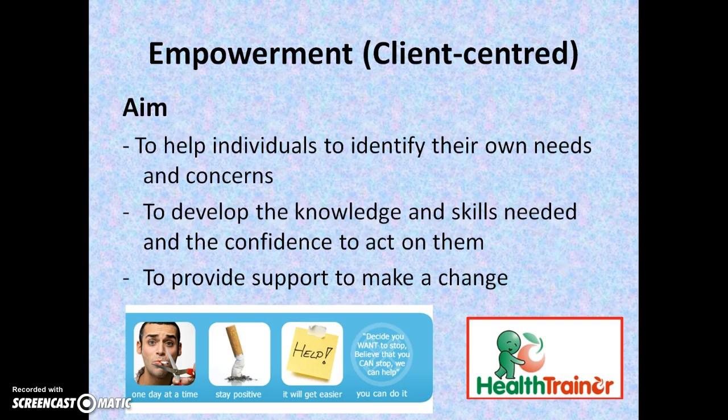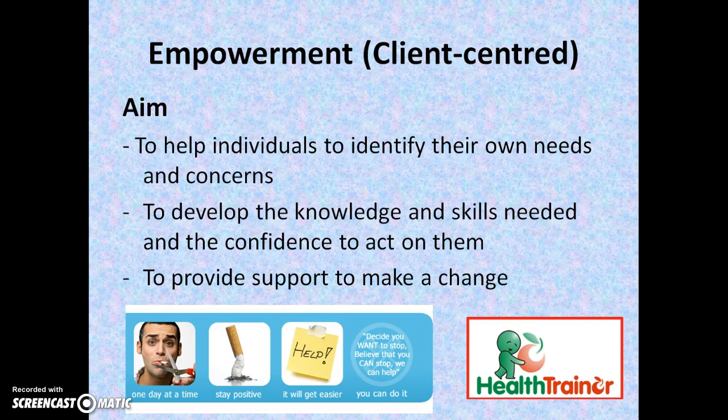Next we have empowerment or client-centred. Empowerment is a word that you'll come across a lot in health and social care, particularly when we get to the next unit. Empowerment, it has that word power in the middle of it. That means giving people the ability to control what's happening in their life, and it's called a client-centred approach. So this starts with the individual. These approaches help individuals to identify what it is they want to change in their life and actually helps and supports them to change it.